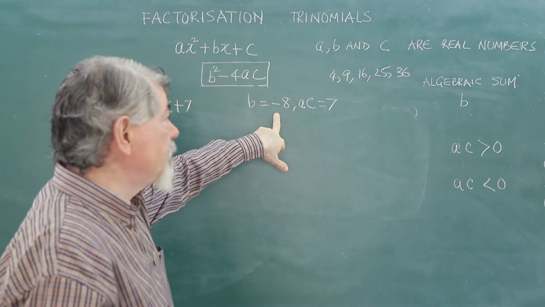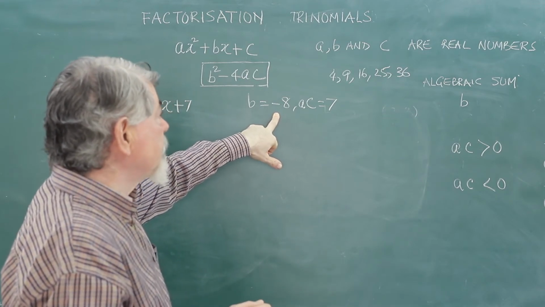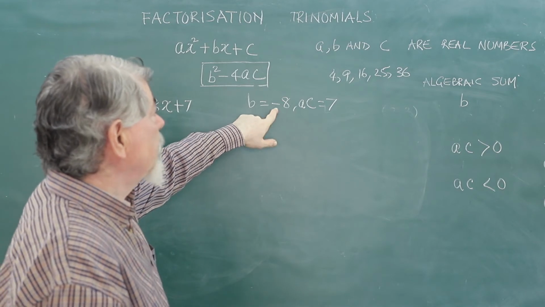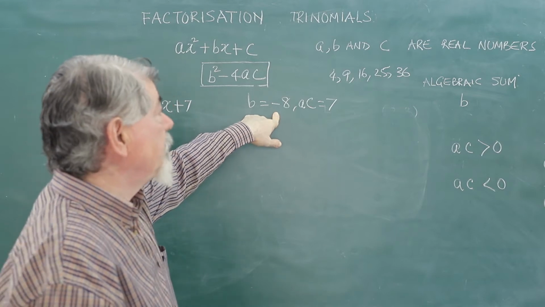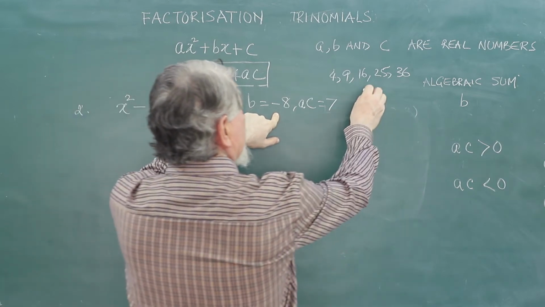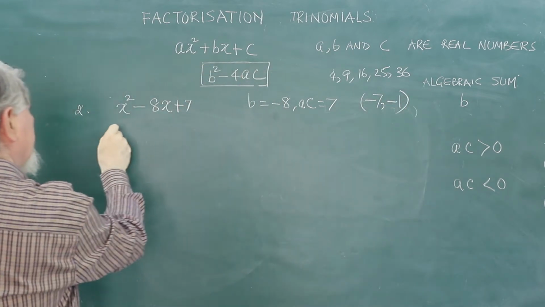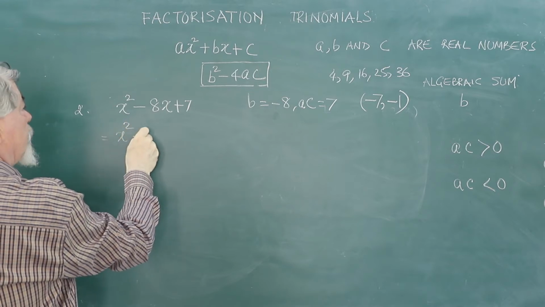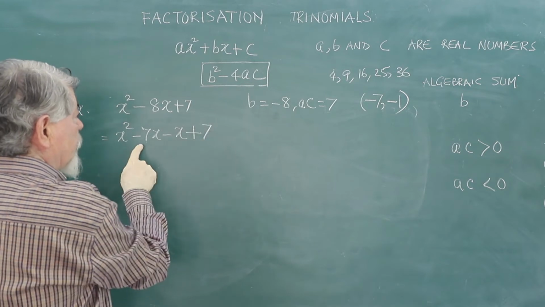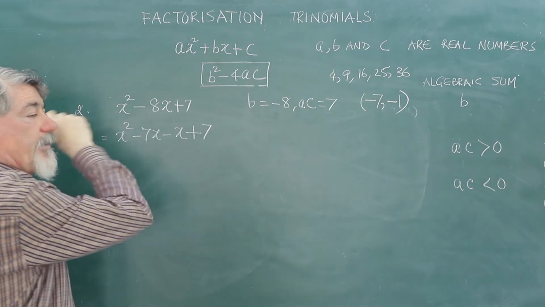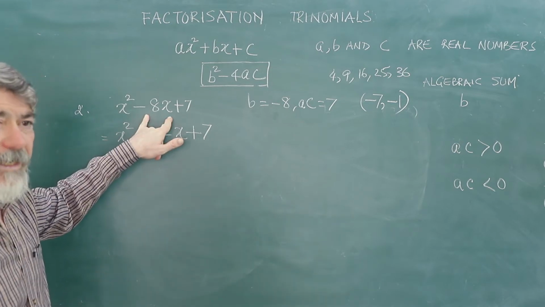And how to split it? Both the terms are negative, so how am I going to split it? 7 ones are 7. 8 can be broken up as 7 and 1, minus 7 minus 1. I'll write it as x square minus 7x minus x plus 7, because minus 7x minus x will give you minus 8x.